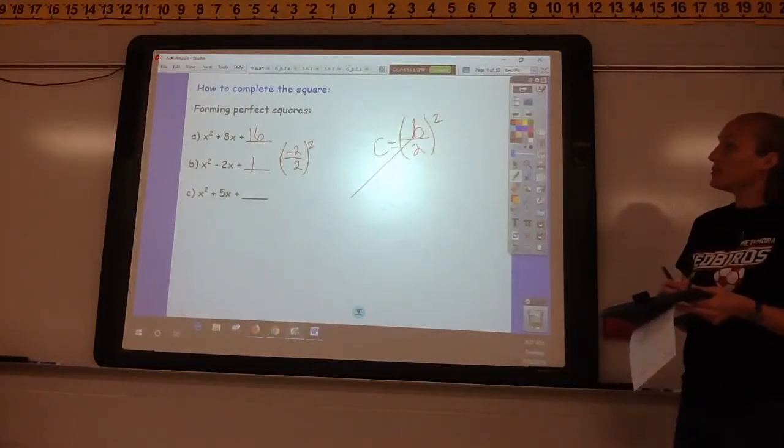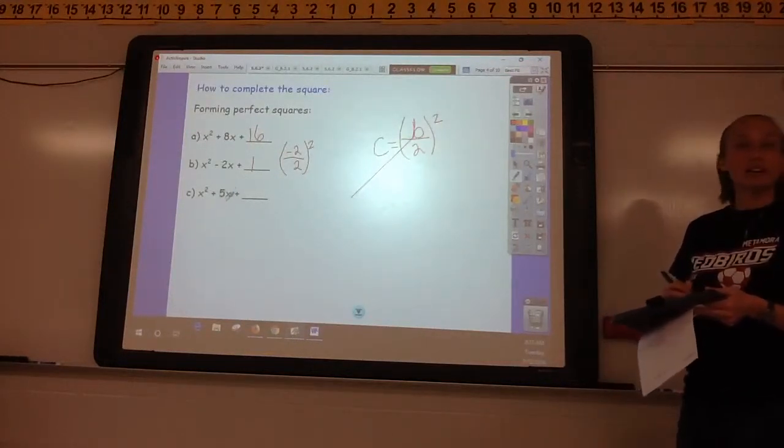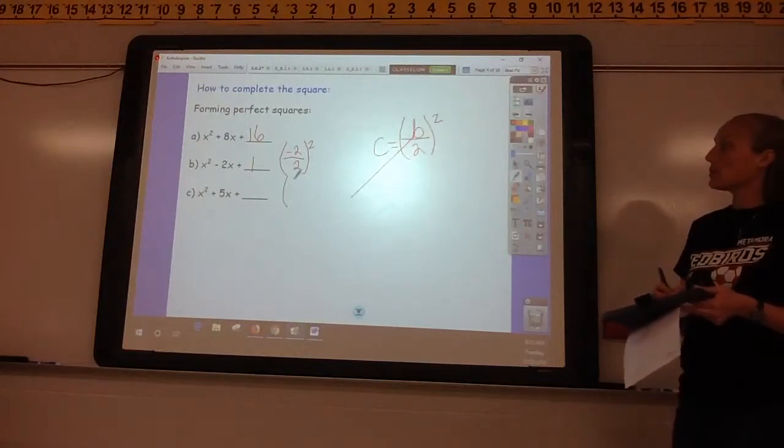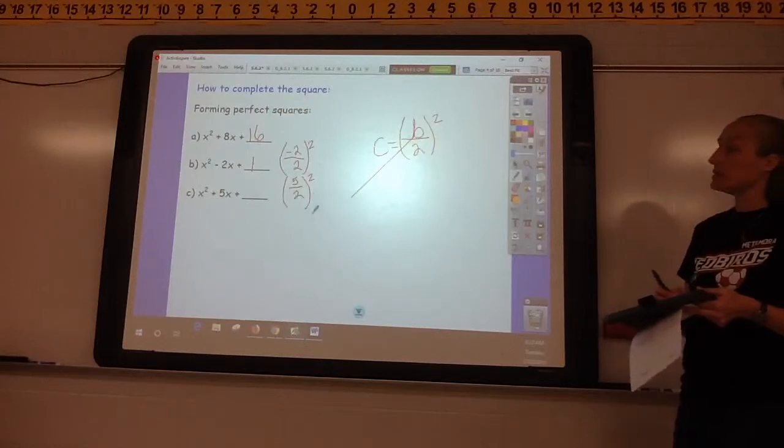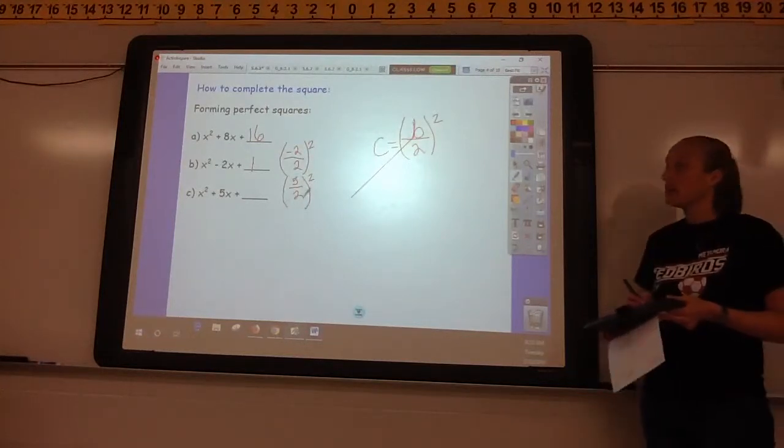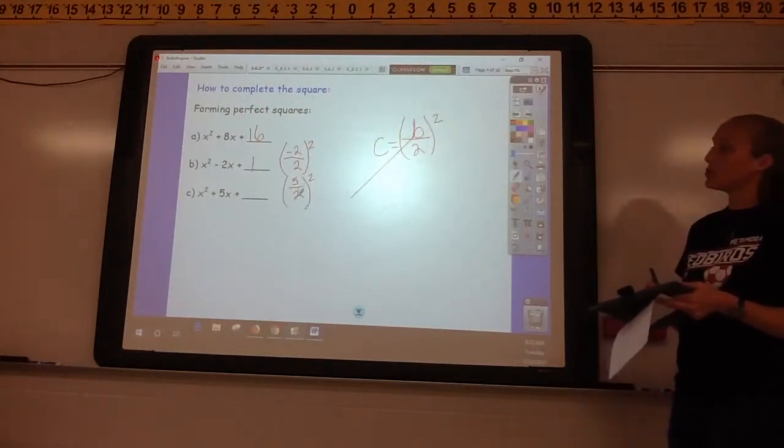What happens if you have an odd number? Well, it doesn't divide nicely by 2. So there's a few options. Yes, you can use decimals. I don't suggest it because it's going to be a little bit easier to look at the non-decimal numbers, but you can. So 5 divided by 2, those don't divide.